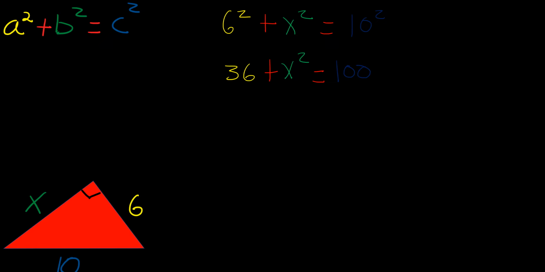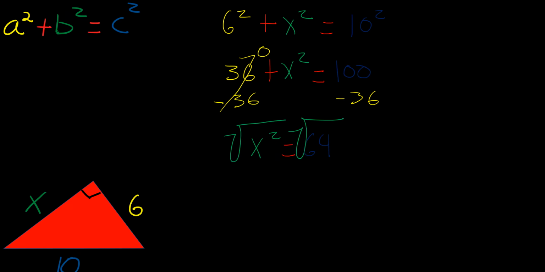All right, so now we have to get x all by itself. So that means we have to subtract 36 from both sides. 36 minus 36 gives you 0. So we're just left with x squared on this side. And it's going to be equal to 100 minus 36, which is going to be 64. So now I take the square root on both sides, and I get x equals 8.